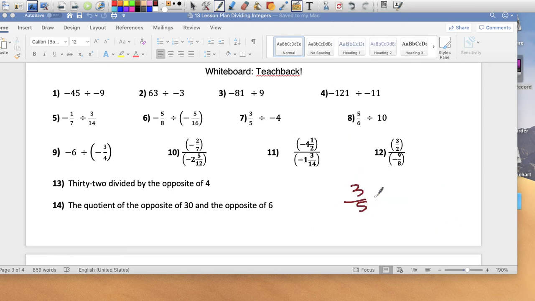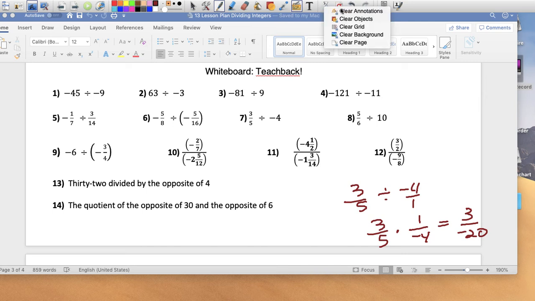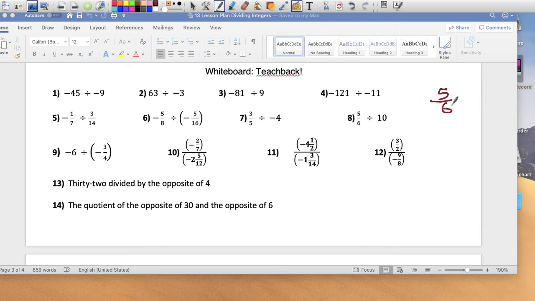Number 7, 3/5 divided by negative 4. I'm going to put that over 1. 3/5 times 1 over negative 4. 3 times 1 is 3. At the bottom, 5 times negative 4 is negative 20. Number 8, no difference. Just make that 10 into a fraction. 10 over 1. 6/5 times, right, the reciprocal is now 1 over 10. Simplify, you can go 6 times 1 is 6, and 5 times 10 is 50. I don't need you to simplify unless you really need to, but it's okay here.